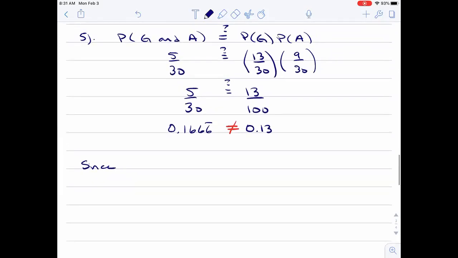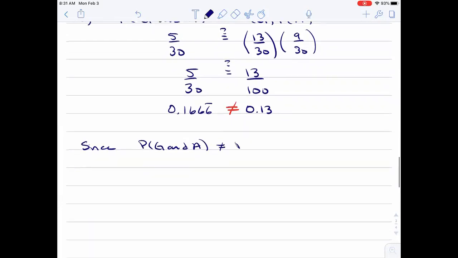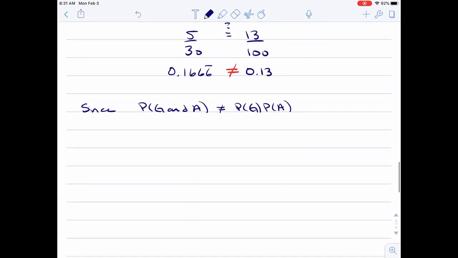So now we argue that since the probability of G and A is not equal to the probability of G times the probability of A, we can conclude that G and A are not independent events. I'm using the shorthand G and A because we already established that G is pulling a girl and A is pulling an A student, so you could use those words, but I'm just going to say G and A.